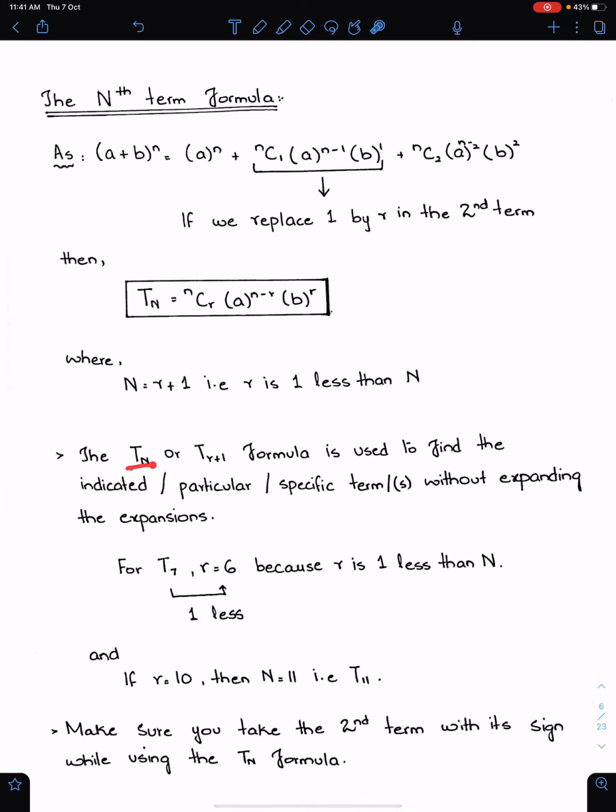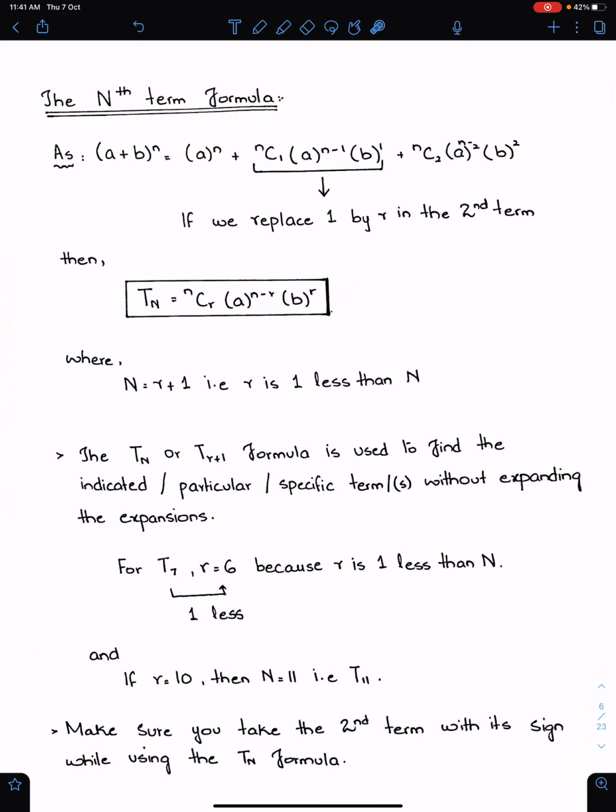Well, this formula Tn or Tr plus 1 is used to find the indicated or particular or specific term without expanding the expansions. You don't need to expand the expansion. You can directly find the particular term with the help of this formula.